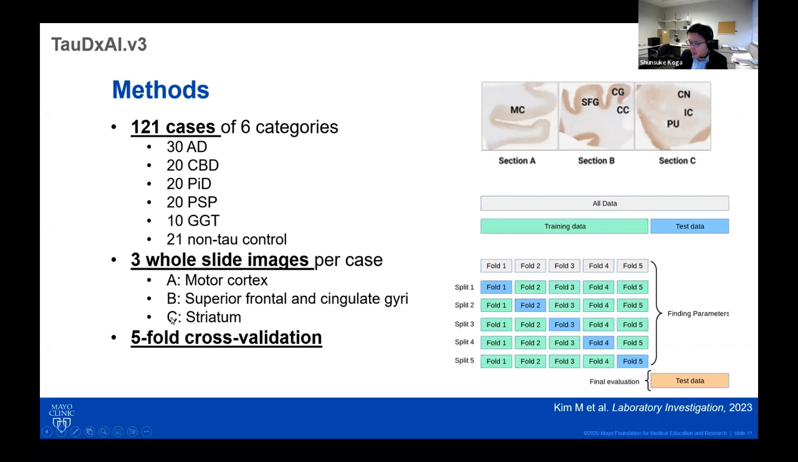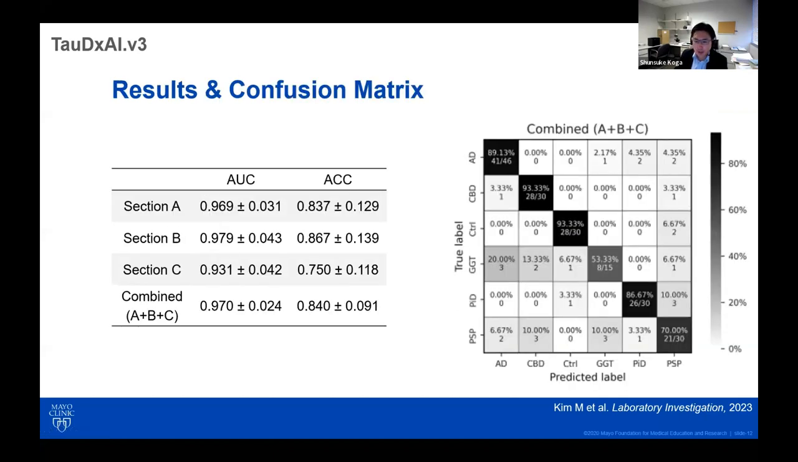And we did a five-fold cross-validation. So 80% of cases were used for training, and 20% of cases were used for testing. So here are the results. The VEST model achieved an accuracy of 87% in section B and the combined data set. We also used all sections A, B, and C as one data set, and this achieved 84% diagnostic accuracy.